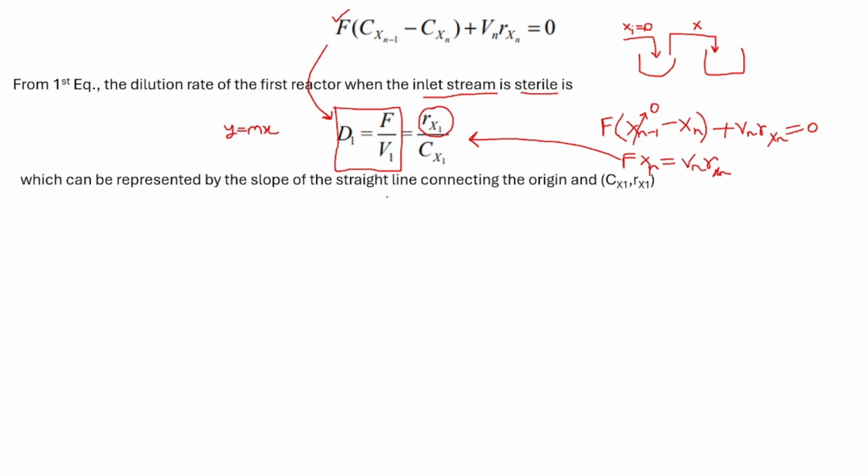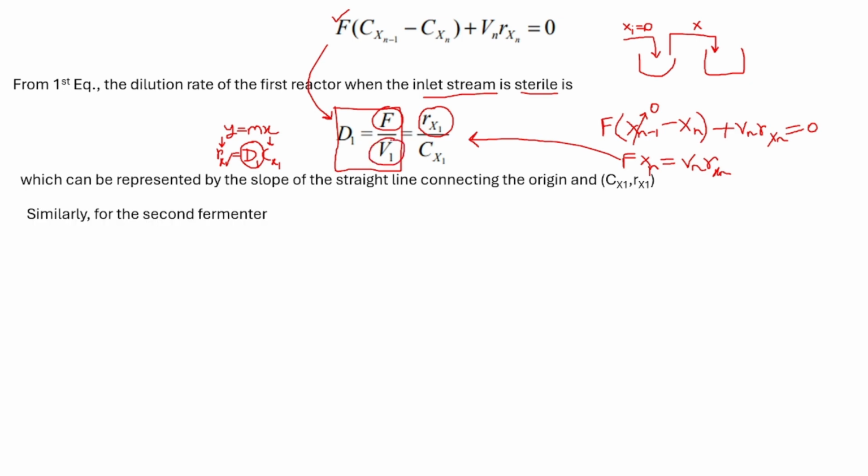So if we write it like this, Rx1 is equal to D1 into Cx1. If we plot Rx1 on the y axis and Cx1 on the x axis, what is the value of the slope? It is D1. So if we plot the rate on the y axis and the biomass concentration in the outlet stream on the x axis, then the slope that we get will be the dilution rate. If we get the value of the dilution rate from the slope and note the flow rate, we can easily calculate the volume of that reactor.